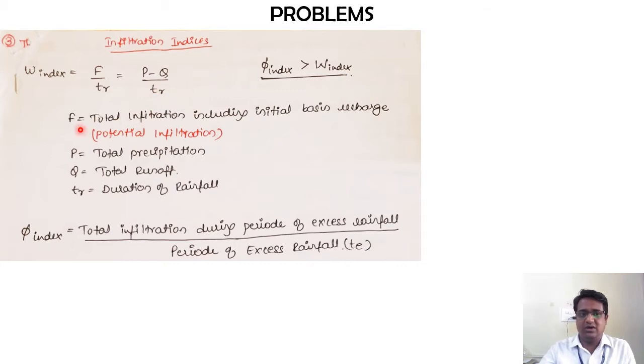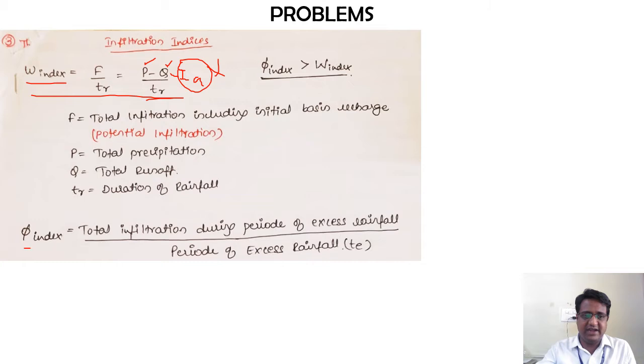Okay, so here F is total infiltration including initial basin recharge, that is potential infiltration. So actually here if you check out the theoretical part, it will come as minus IA also, right? But usually this determination is quite difficult, so that's why we neglect this part, and we don't consider this. So that's why we only consider the P and Q, that is the total amount of rainfall minus the total runoff that is going to occur. Okay, so this is the formula that we are going to use for W index.